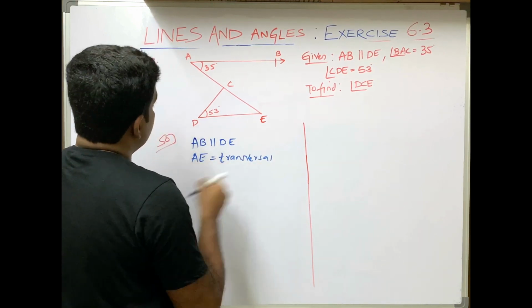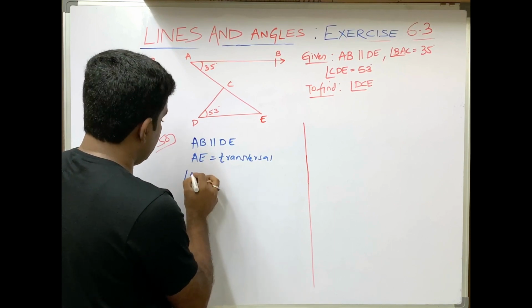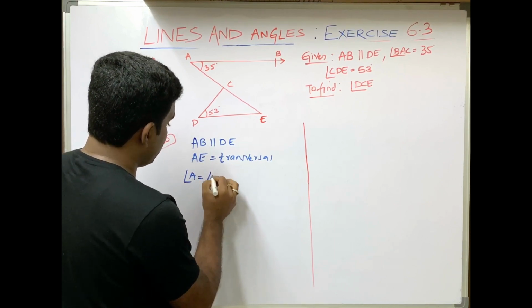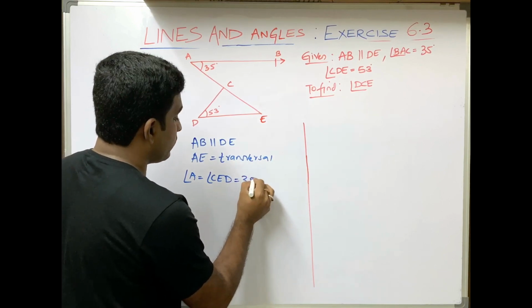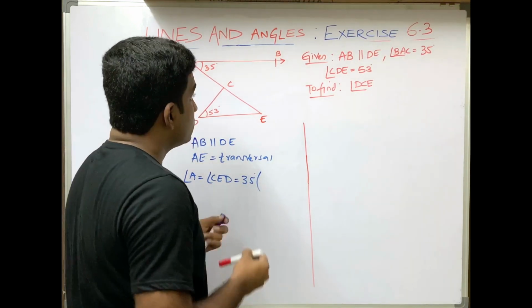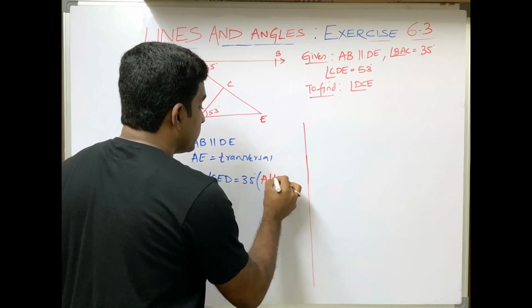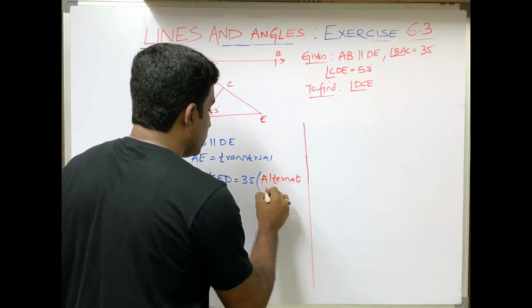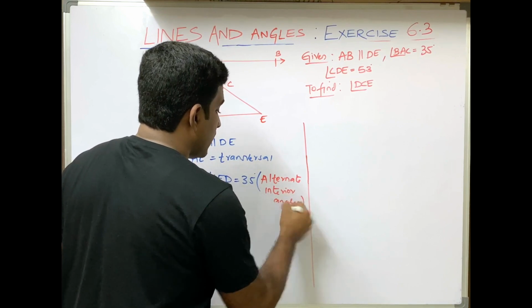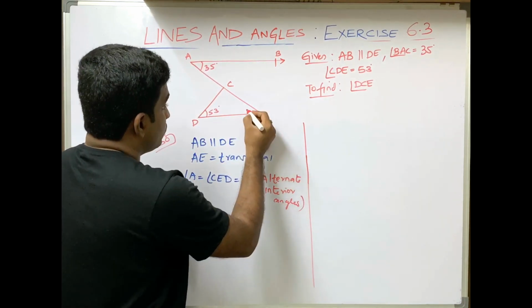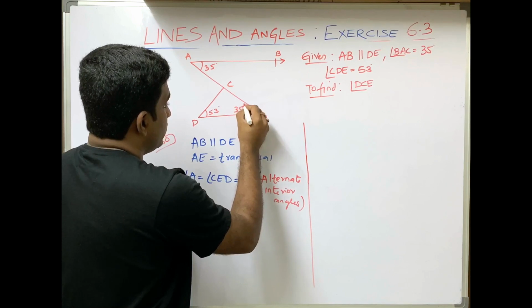Now coming to the solution. Angle A is equal to angle CED equal to 35 degrees. What can be the reason? The reason is alternate interior angles. See, this one we got as 35 degrees.